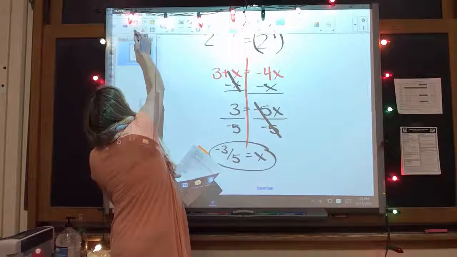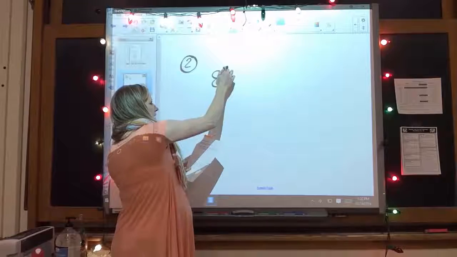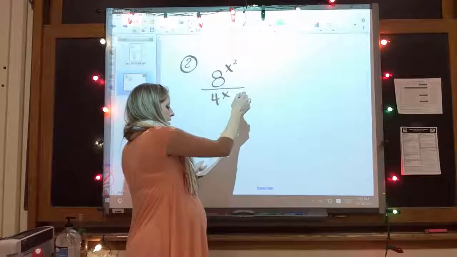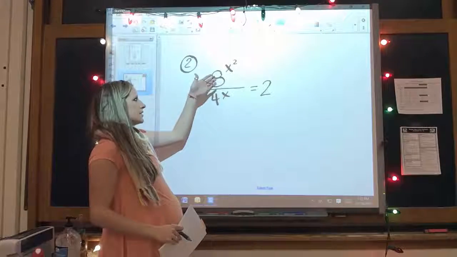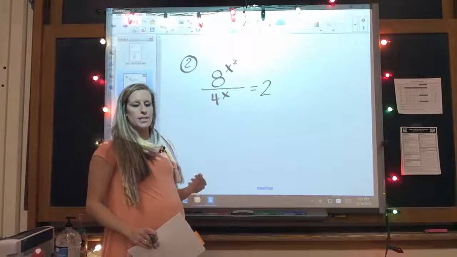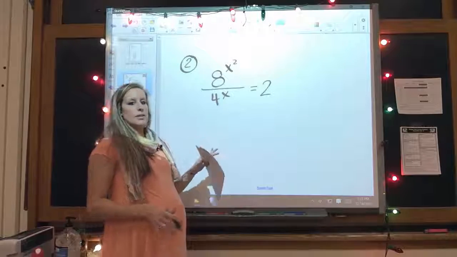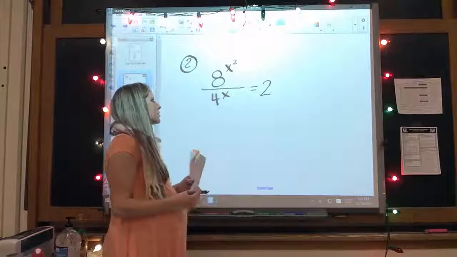All right, let's look at number 2. We have 8 to the x squared power over 4 to the x equals 2. Now, we can't just divide 8 to the x squared divided by 4 to the x because they aren't the same base. Okay, so we're going to have to get the same base on all of these if we want to actually solve for x.